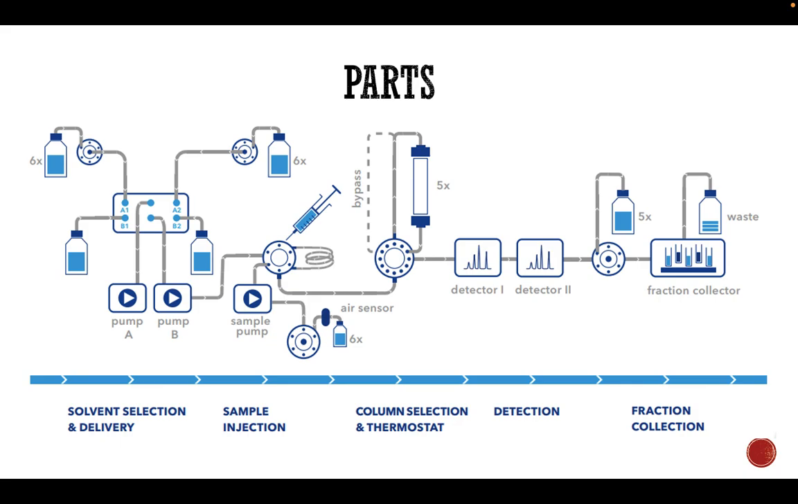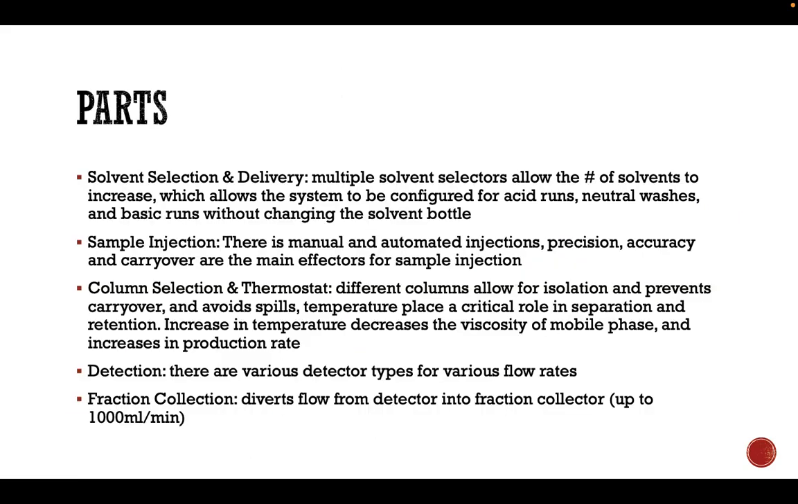So there are different parts to an HPLC setup. There's the solvent selection and delivery, the sample injection, the column selection and thermostat, the detection section, and fraction collection. And we're going to go a little bit more into detail. So the solvent selection and delivery. Multiple solvent selectors allow the number of solvents to increase, which then allows the system to be configured for multiple things such as acid runs, neutral washes, and basic runs without having to change the solvent bottle. So it makes it a little bit easier.